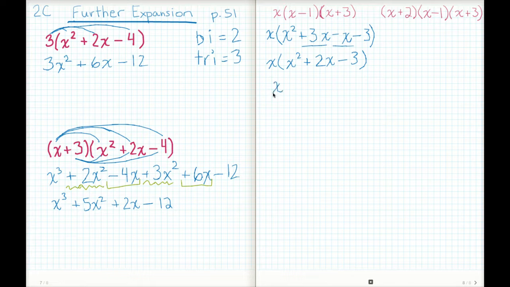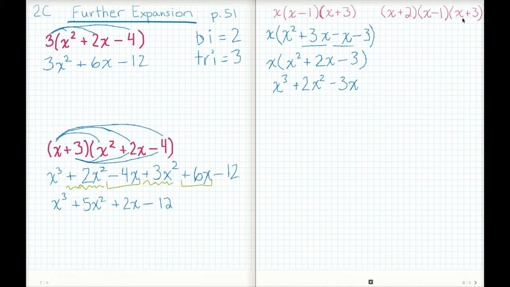So I get x cubed plus 2x squared minus 3x. Okay, I could have done the x by everything here and then added like terms, but this way I think is slightly easier. Okay, the last example, we're going to again start from the back.